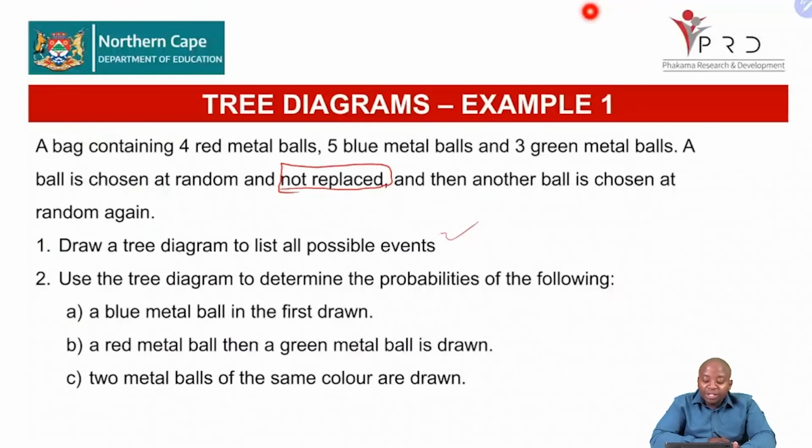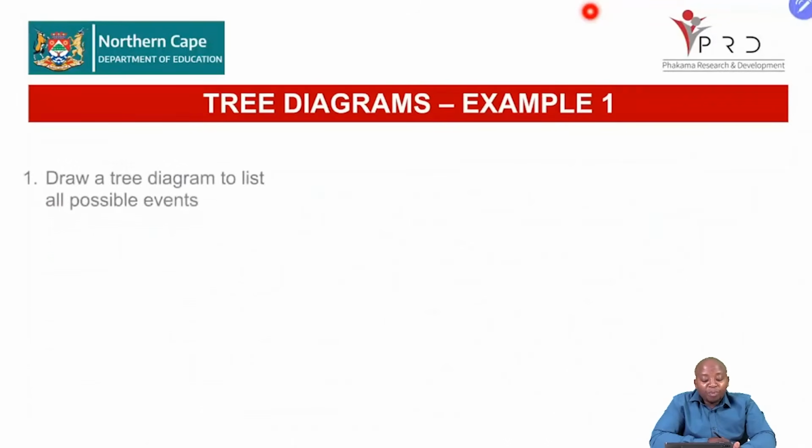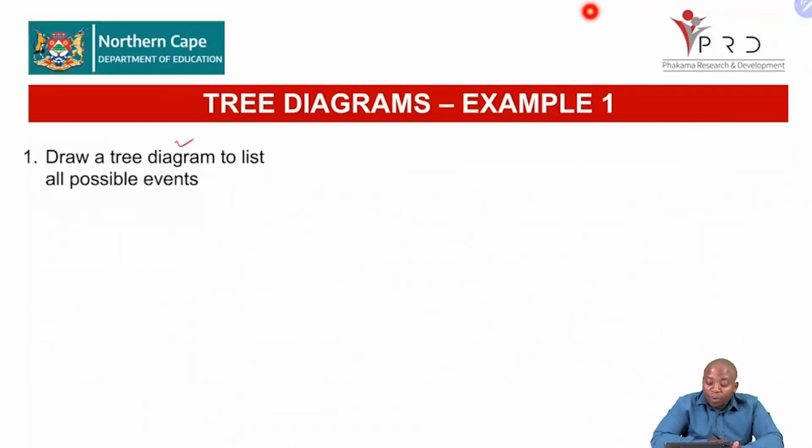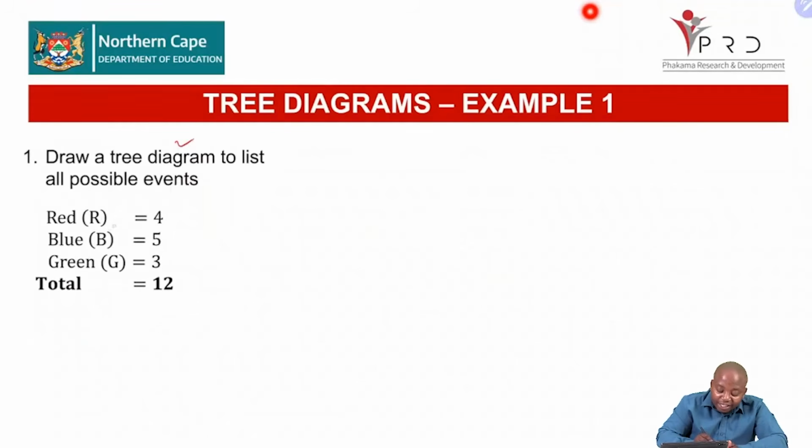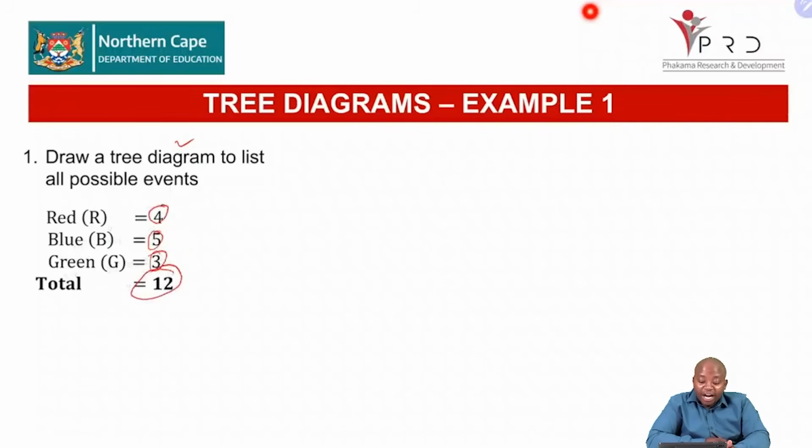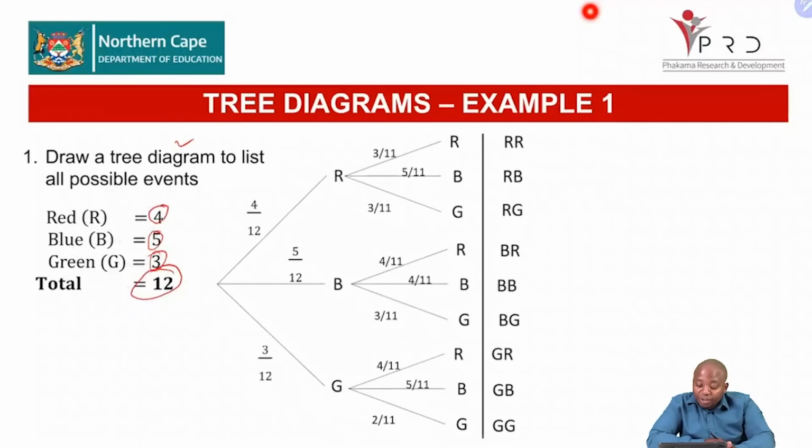Then we are going to work with the tree diagram to calculate the probability of selecting a blue metal ball in the first row, a red metal ball, then a green metal ball, and 2 metal balls of the same color. Right. Now, to construct a tree diagram, we are going to look at the following. We were told that we had 4 red marbles, 5 blue marbles, and 3 green marbles. So the total for all of these marbles is how much? It is 12. Now, we are going to work with this on 2 events.